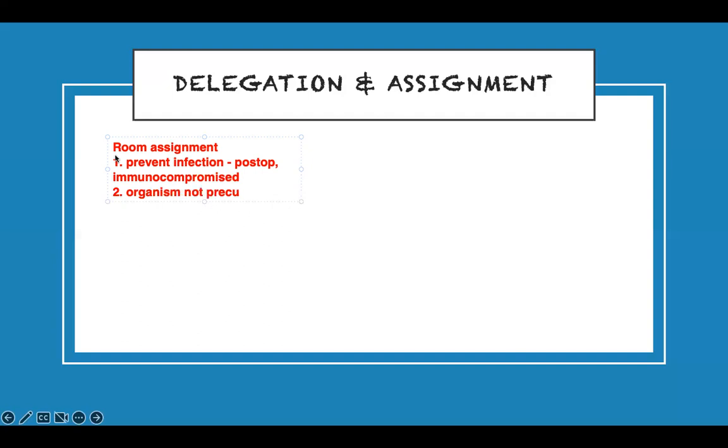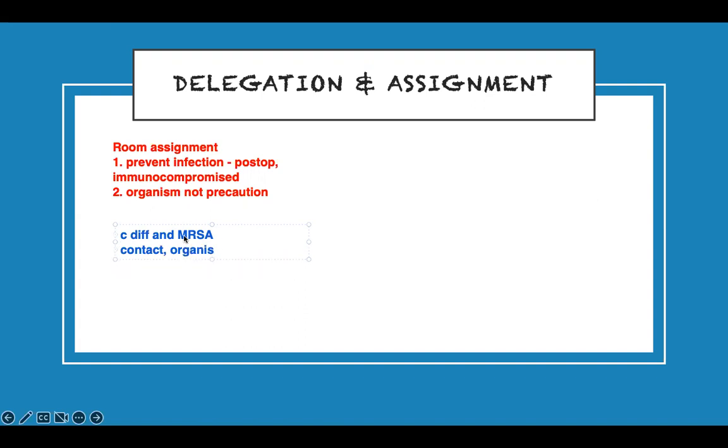not precaution. Let me explain. This is key. This is how they trick you with a delegation question. It's straightforward. I can have C. diff, and somebody will have MRSA. Both of them are what? Contact. What is the difference? Organism.